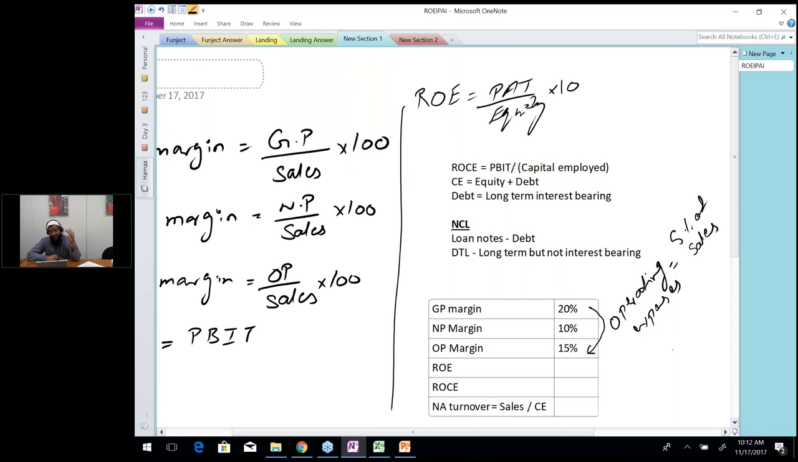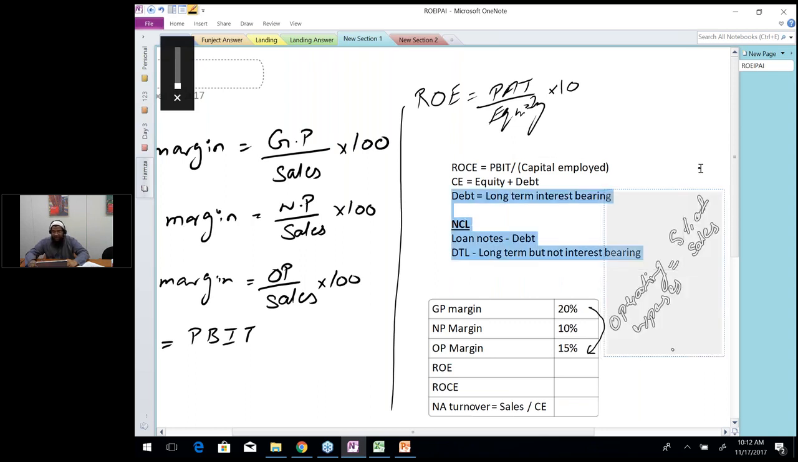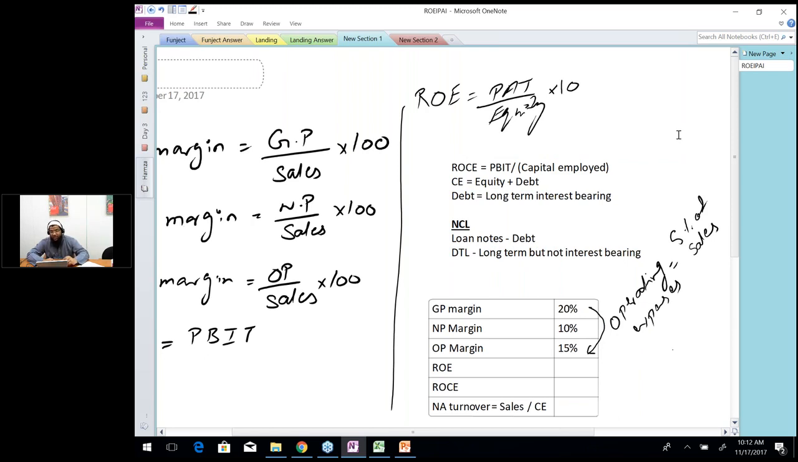because GP margin is 20% of sales and operating profit is 15% of sales. So the operating expenses are 5% of the sales. So this is also very important in identifying how well the company is managing its operating expenses. Whenever we are comparing two different companies, we also need to compare the operating expenses as compared to the sales to identify how well the company is managing its operating expenses.